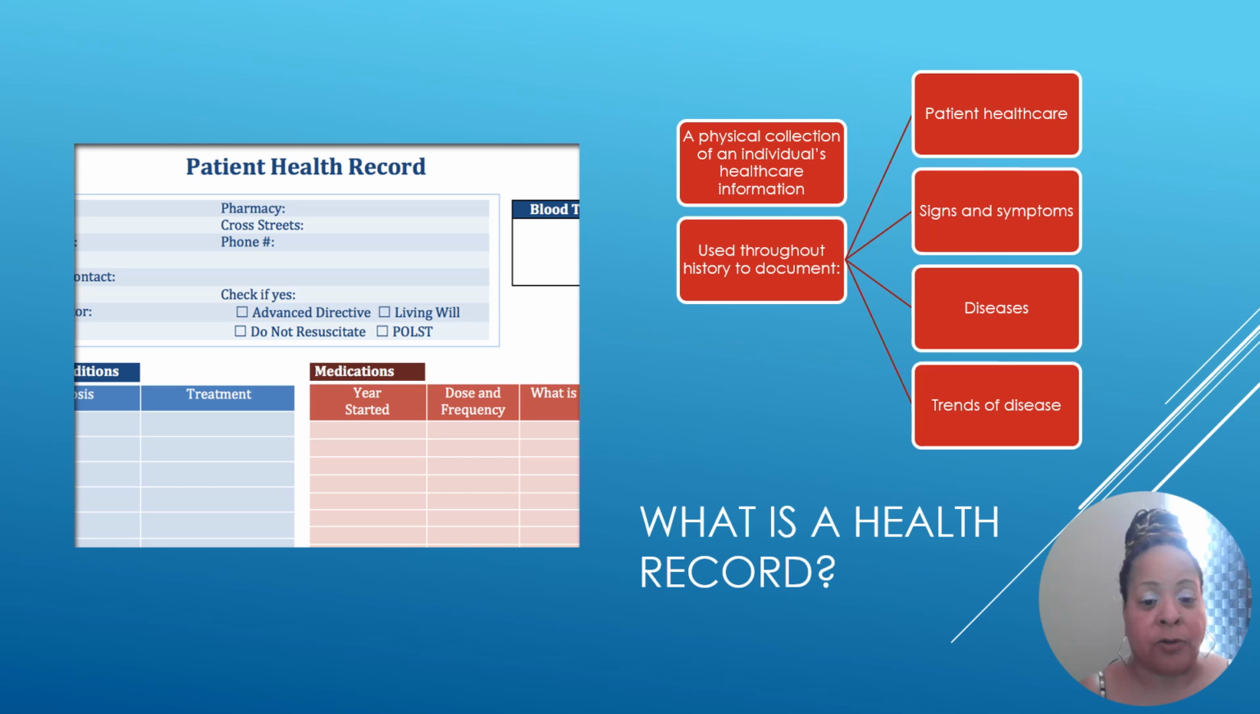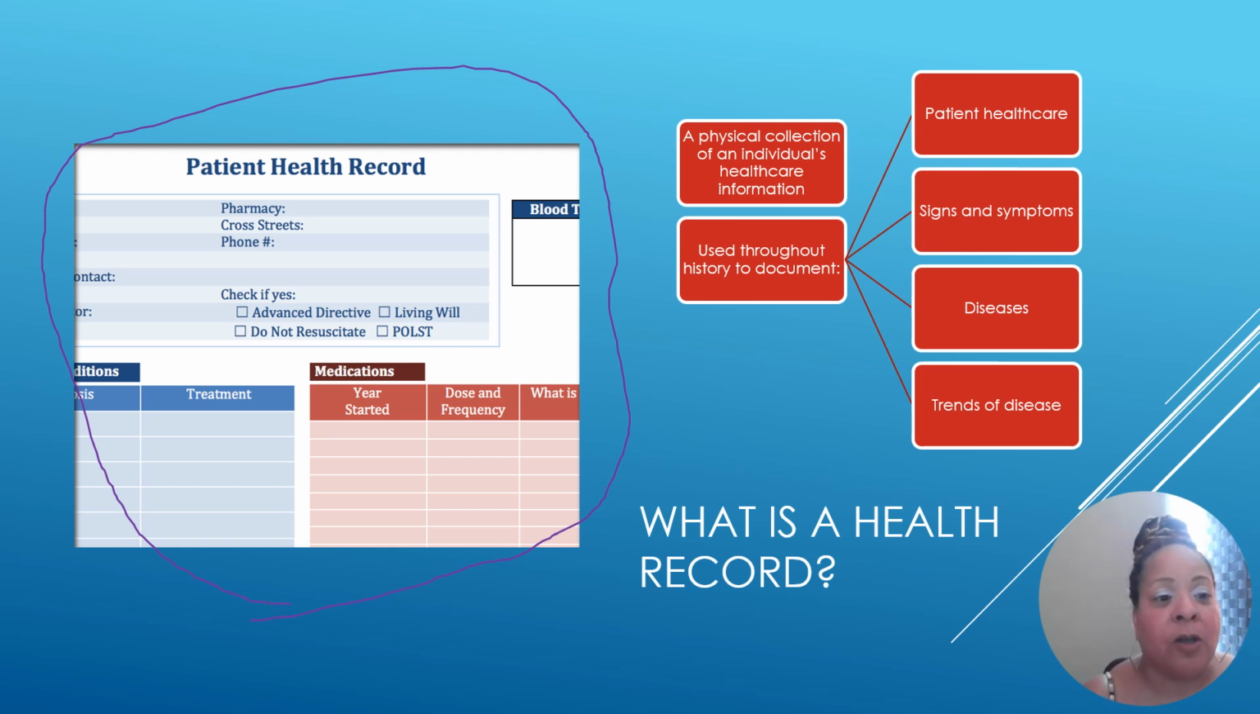And I'm going to circle this with purple. So this right here is just kind of an example of what you may see. You're going to have your pharmacy right here. What is the pharmacy name? They usually don't do cross streets. What is the pharmacy phone number?